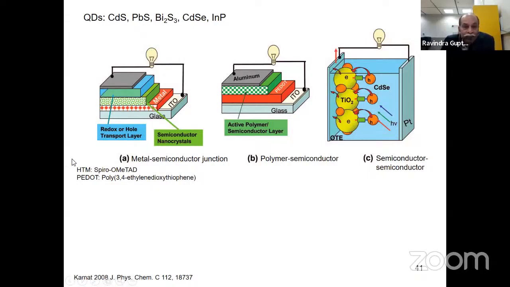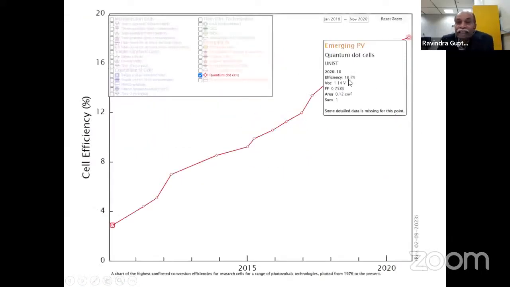And here we have the HTM, hole transfer material, spiro. And then we have PEDOT to collect the electron. And here we have the PEDOT:PSS. So here you can see, to collect the holes, like that we have the structure. And this is the trend. At present, we have 18%. Still very, very good for a quantum dot cell.